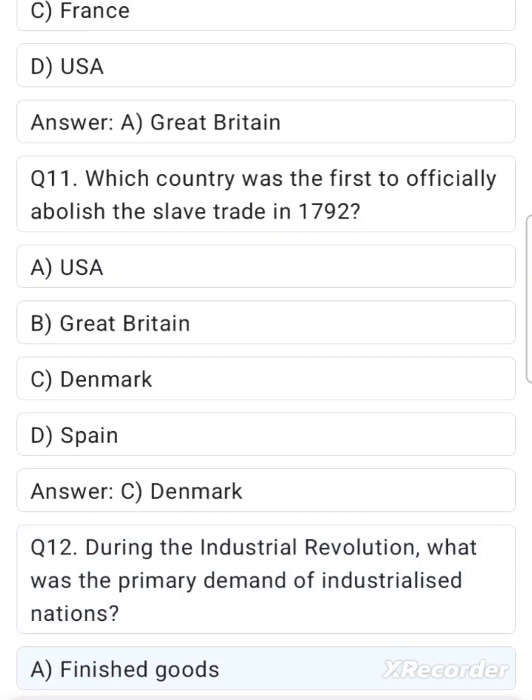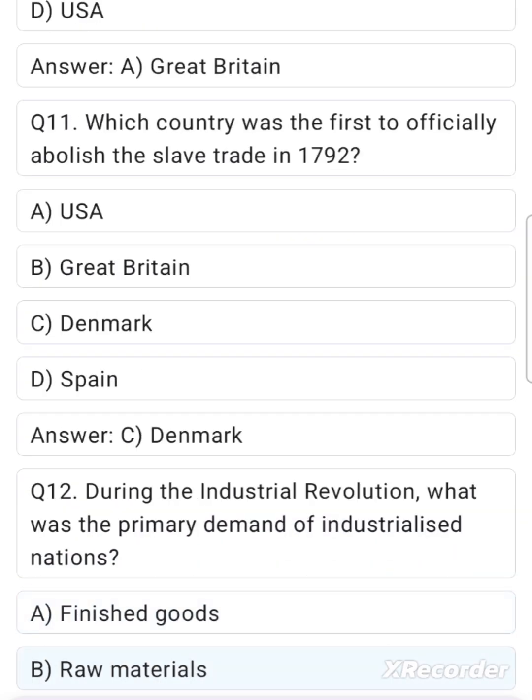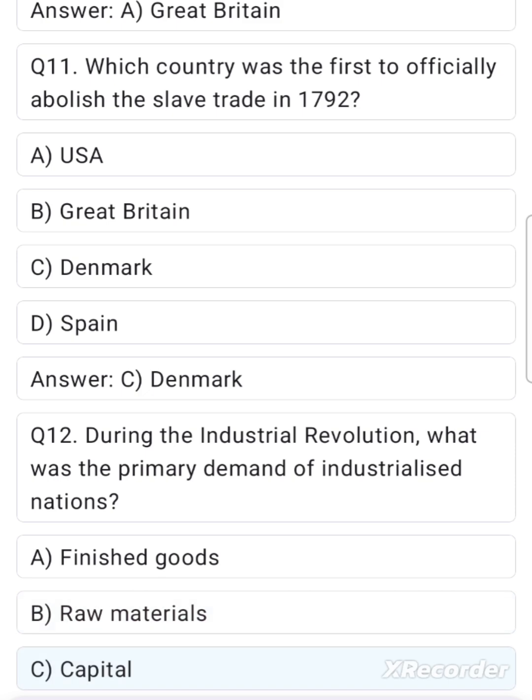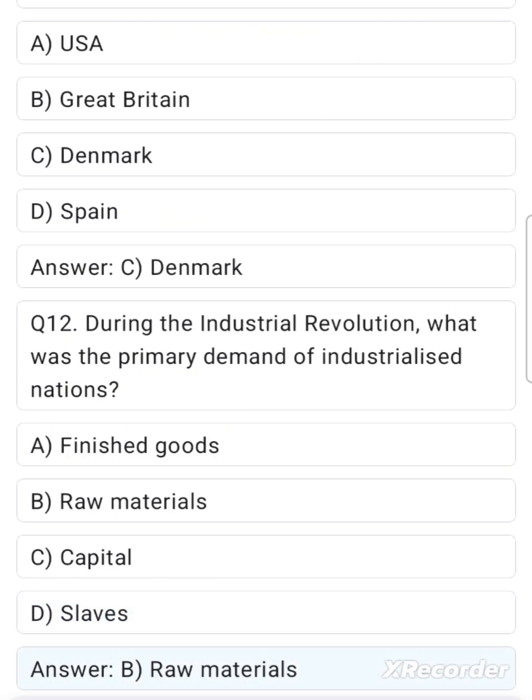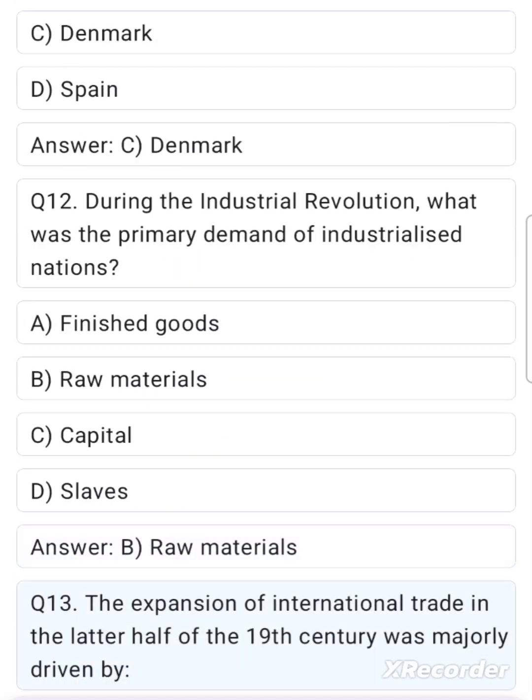Q12. During the Industrial Revolution, what was the primary demand of industrialized nations? A. Finished goods. B. Raw materials. C. Capital. D. Slaves. Answer. B. Raw materials.